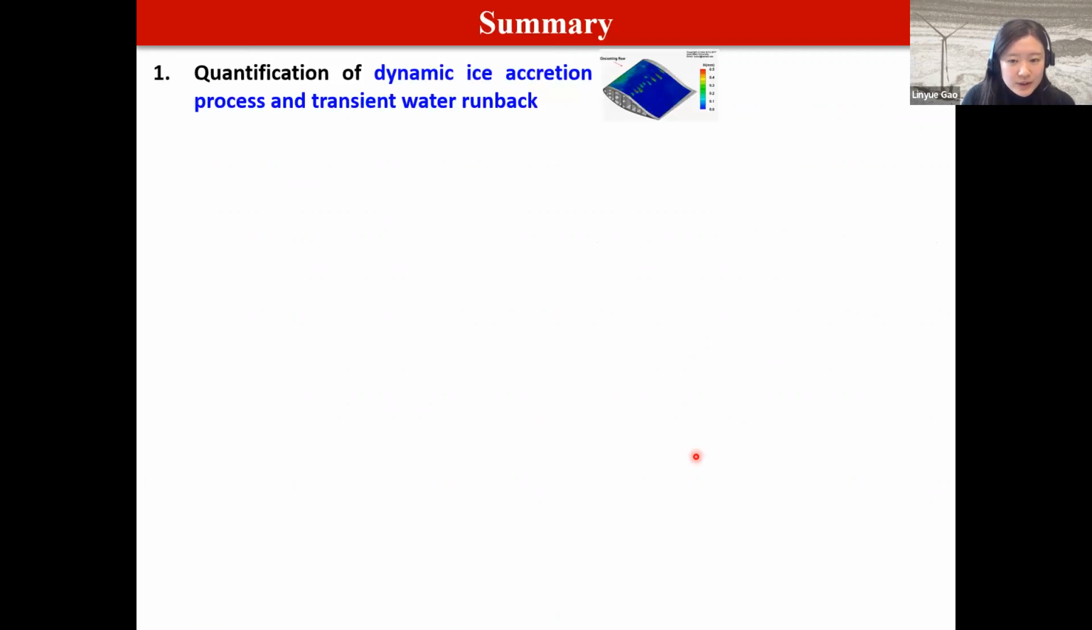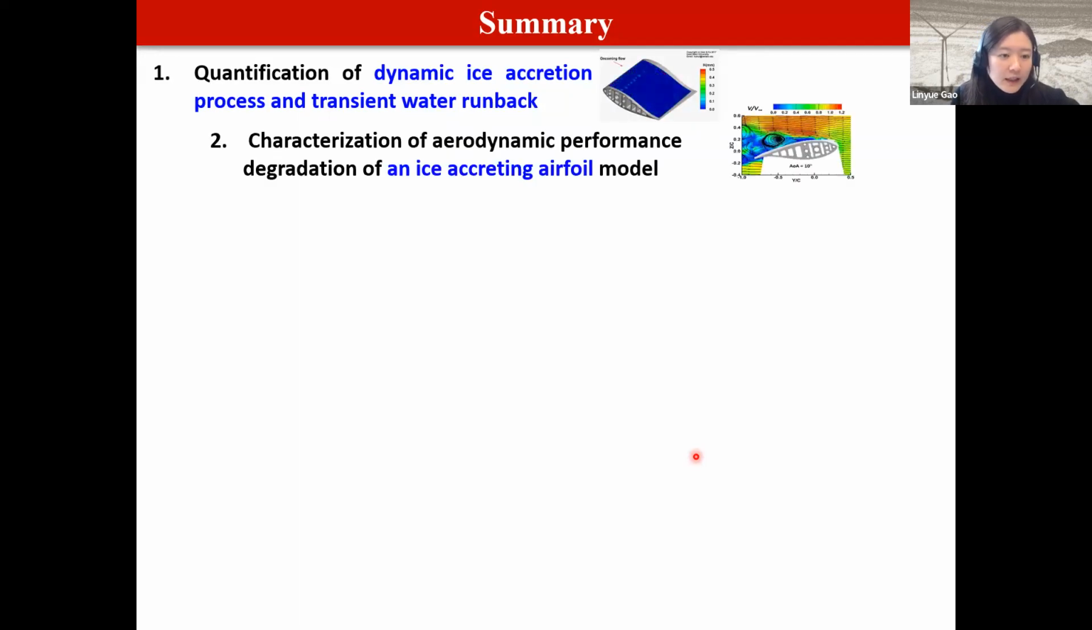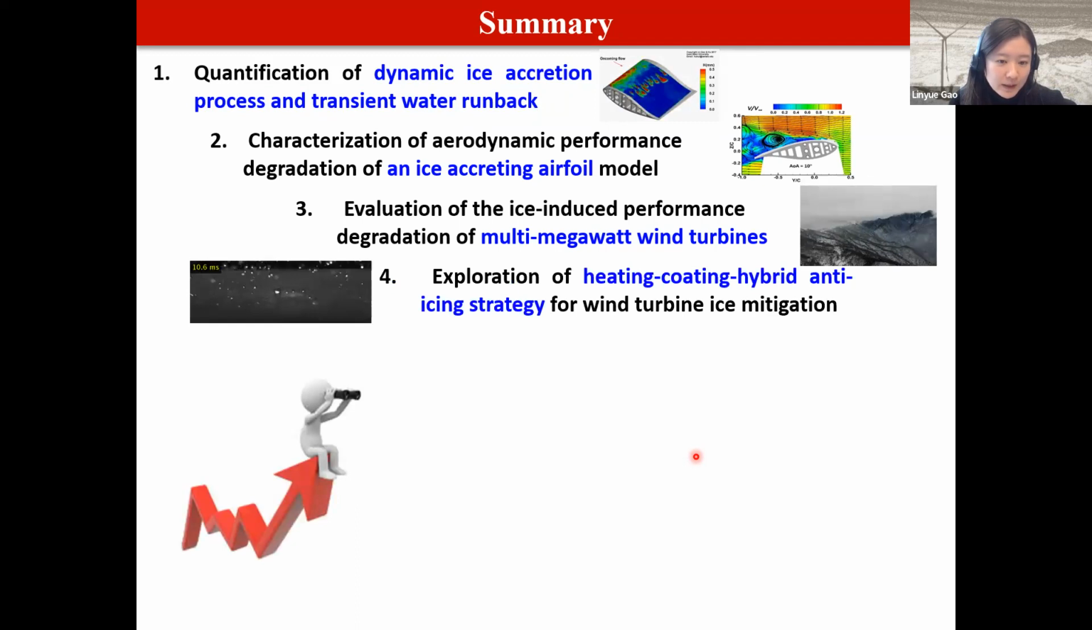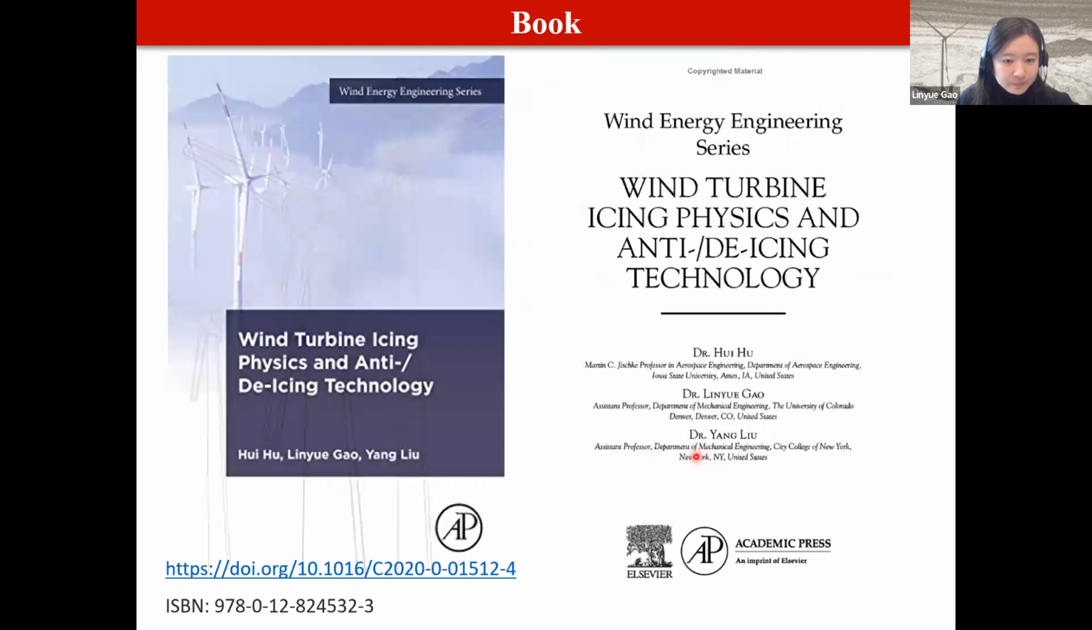So let's do a quick summary of this talk. First, I introduced the quantification methods of the dynamic icing process. And I showed you how to characterize the aerodynamic performance degradation. And I showed you an evaluation of the performance degradation for a utility scale wind turbine. And also, I showed you a novel strategy, a heating-coating hybrid strategy for wind turbine icing mitigation.